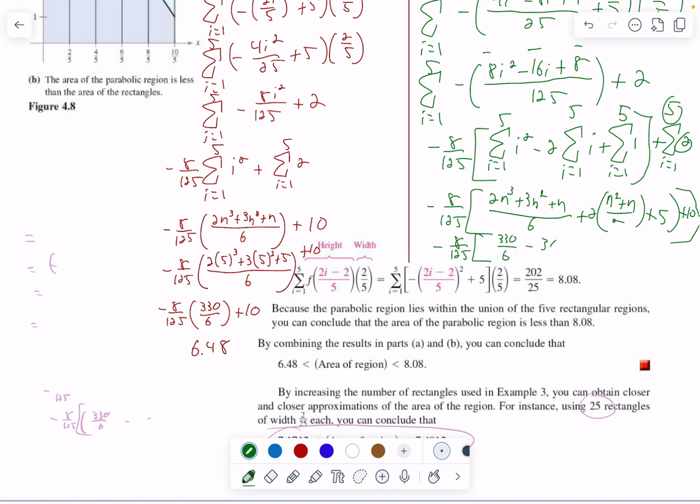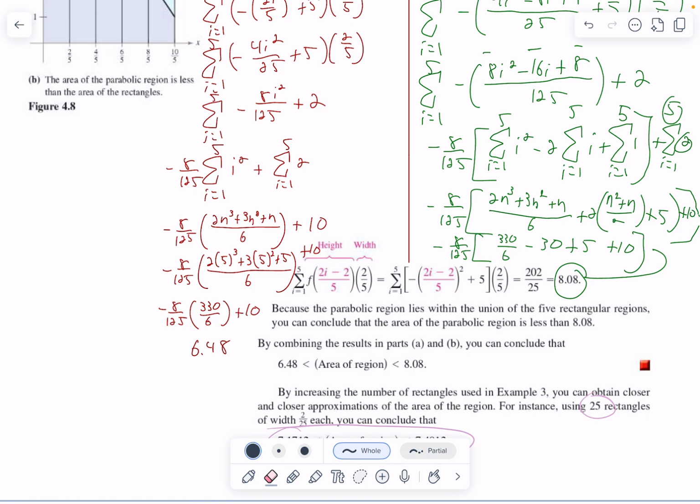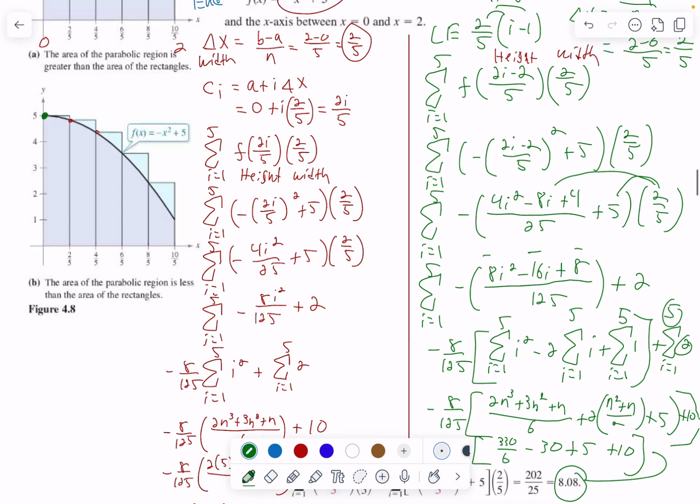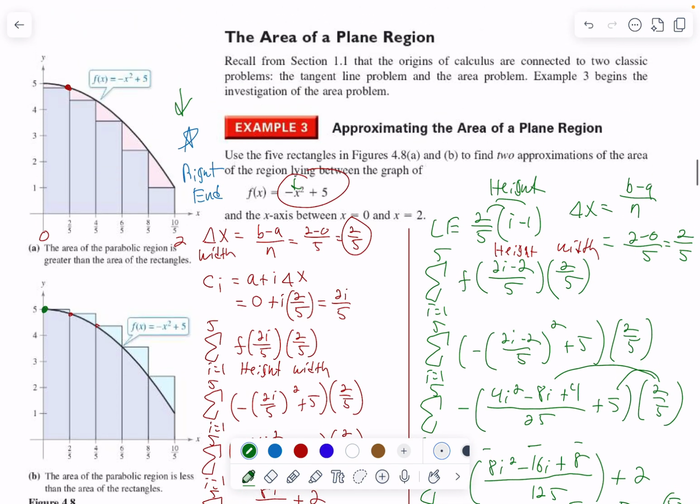Minus 30 plus 5 plus that 10. And when you do that, you in fact get that 8.08. So the takeaway here really is our estimation was low, right? Because we did the right end to start, so you had all these gaps here.